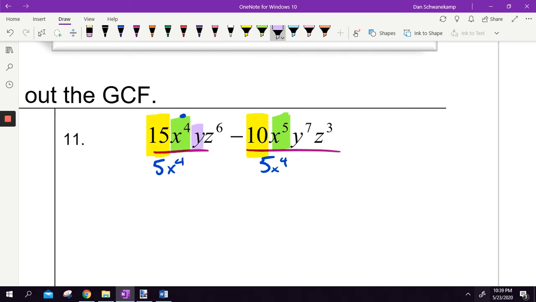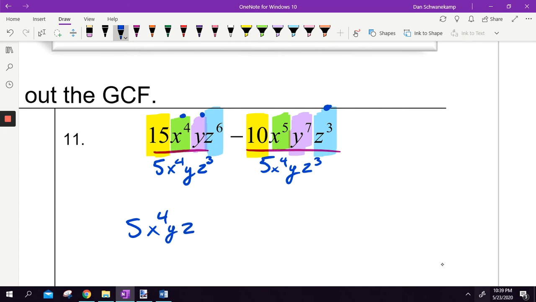Then I've got a y. This is just y. This is y to the 7th. So I can only take out one y out of each of them because that's as big as that one goes. And then my last one is z. I've got z to the 6th here. I've got z cubed there. So the most z's I can take out is 3 because 3 is the biggest one. So there's my GCF, 5x to the 4th y z cubed.